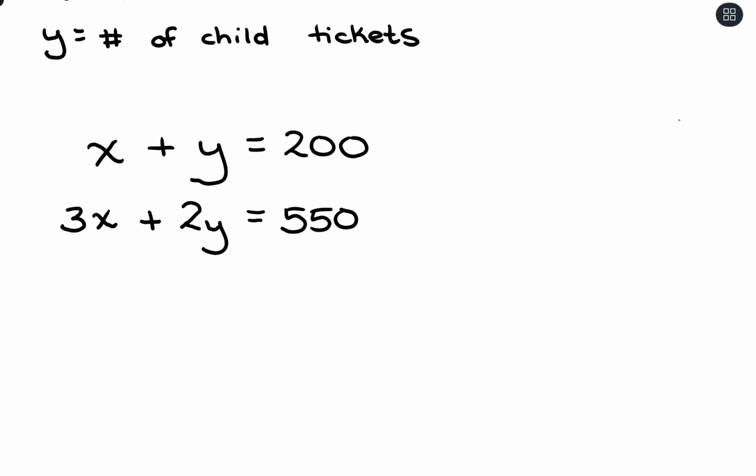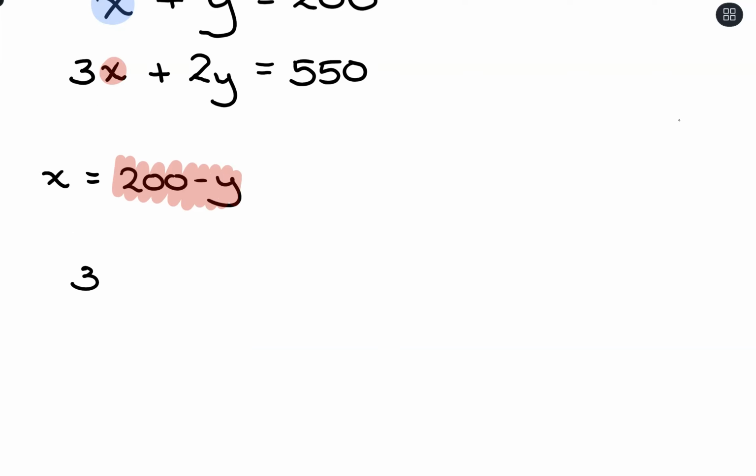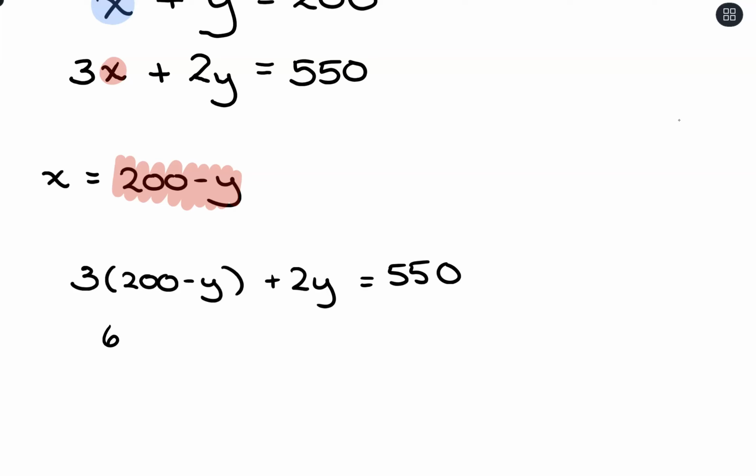Okay, I'm going to do the substitution method with this one. I'm going to use that first equation and solve for x, which means x is equal to 200 minus y. I'm going to pick up that expression for x and plug it into the other equation. So 3 times (200 minus y) plus 2y is equal to 550. Go ahead and distribute the 3 in.